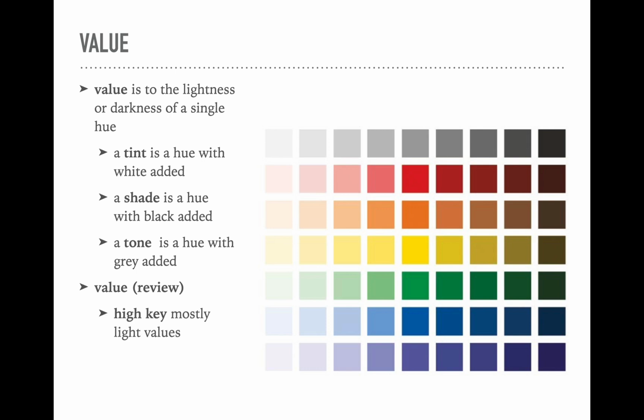An image that is mostly light values, so mostly light tints, would be considered high key, and low key would be mostly dark values. So value is the lightness or darkness of something. If you have something colorful and you shine a light on it, there are going to be tints where the light is hitting and shades where the object is moving away from the light.